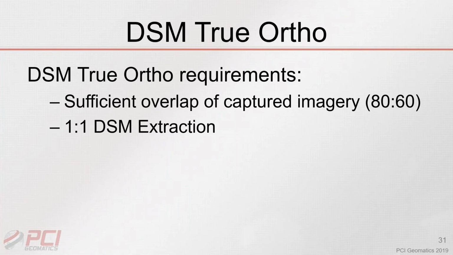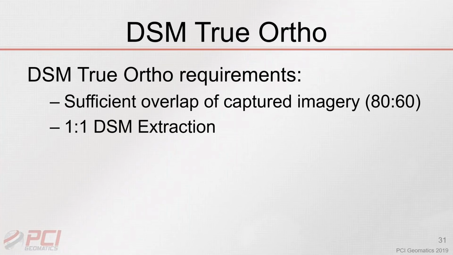So DSM True Ortho, the reason we mention it in GXL, as we mentioned, is we have optimized the workflow specifically in our GXL software to handle DSM True Ortho. Of course, one of the prerequisites that's very important is a high amount of overlap. So we typically recommend 80% forward overlap and 60% side lap, which is the data set that we're working with today. The PhaseOne data set definitely is suitable for that.